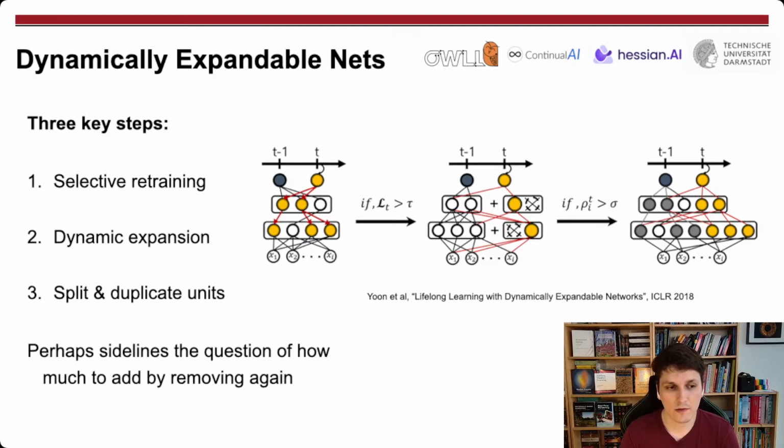And so rather than solving each and every individual question, like when do we add, how do we add, how much do we add, we can sideline some of these questions by going with some heuristic approaches, like adding a lot at a time, and if we figure out we've added too much, maybe we remove some of it again. Empirically speaking, this may work out quite well.